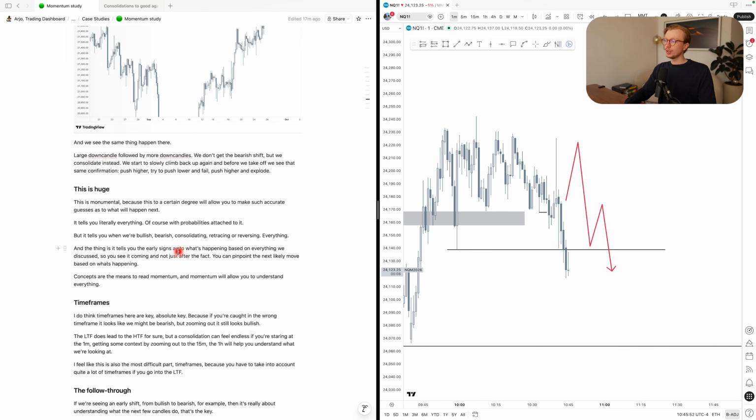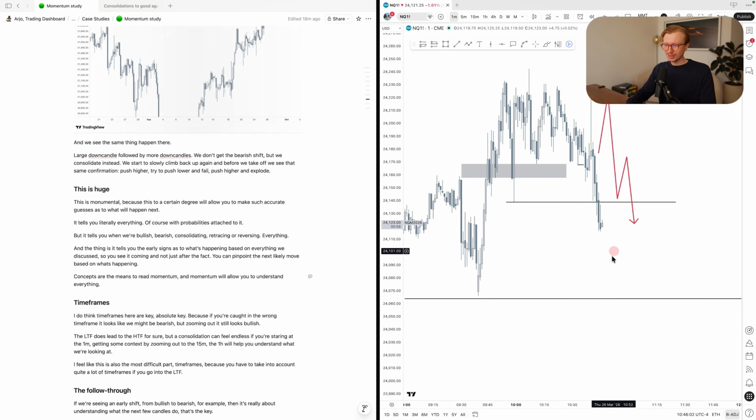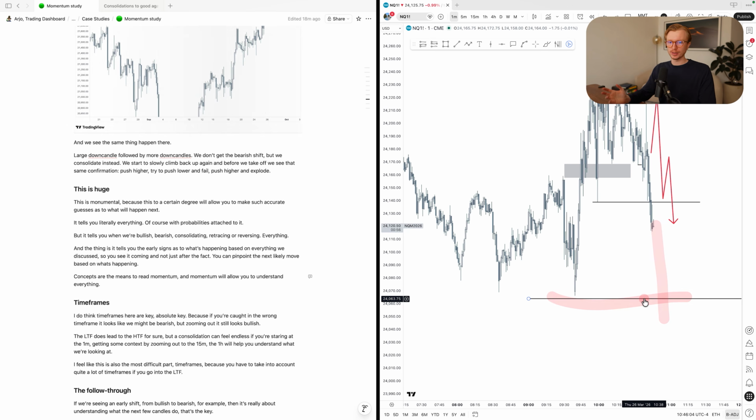And I think it tells you the early signs as to what's happening based on everything we discussed. So you can see it coming, not just after the fact. You can pinpoint the next likely move based on what's happening. What is the next likely move right here? Well, based on momentum and intent, it's to continue lower towards those lows right there. This goes very, very deep.